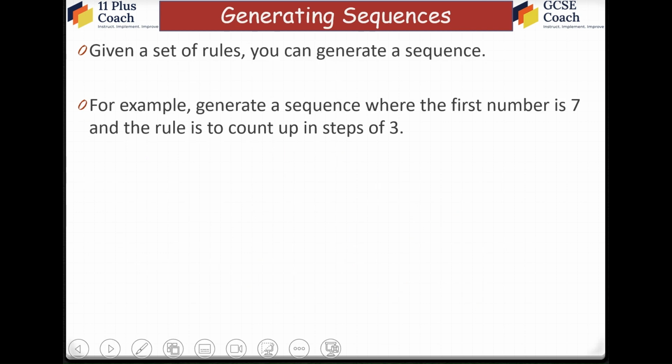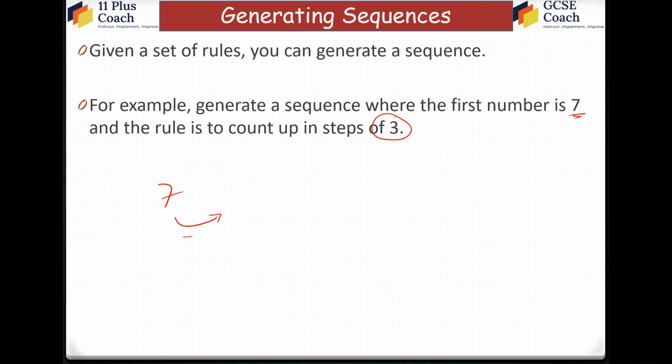At times you're given a rule and you have to generate a sequence yourself. So for example, generating a sequence where the first number is 7 and the rule is to count up in steps of 3. So I know what my first number is, 7. So I know my sequence will start with 7. And my rule is to go up in steps of 3, counting in steps of 3. So I'm simply adding 3 each time.